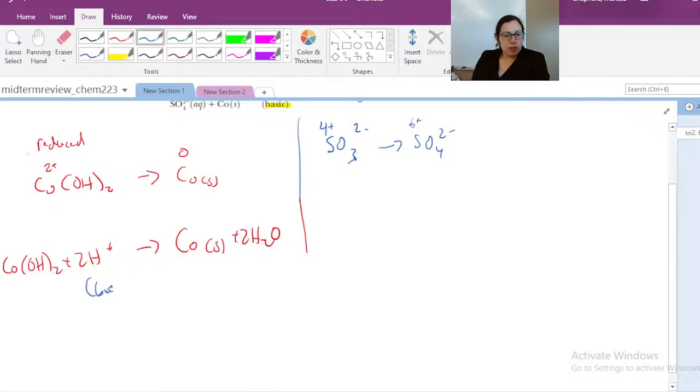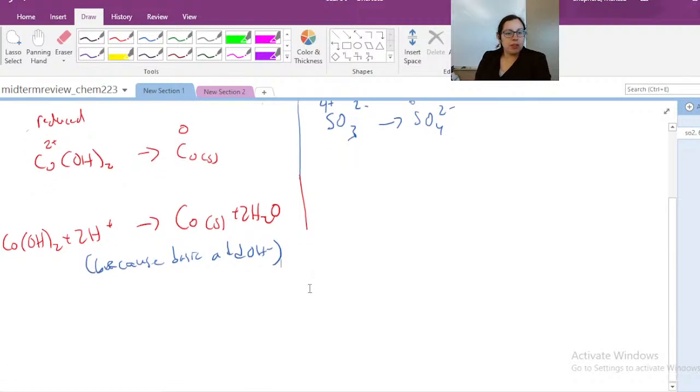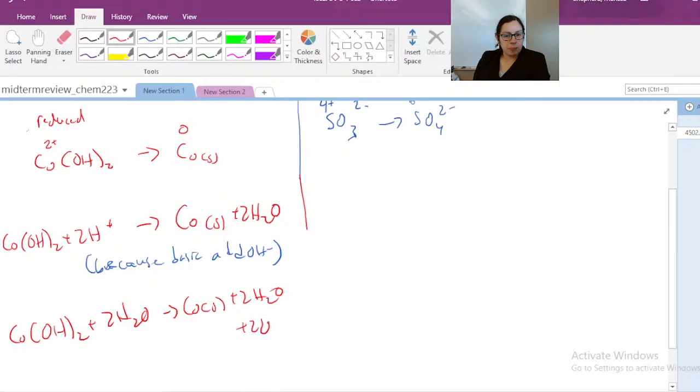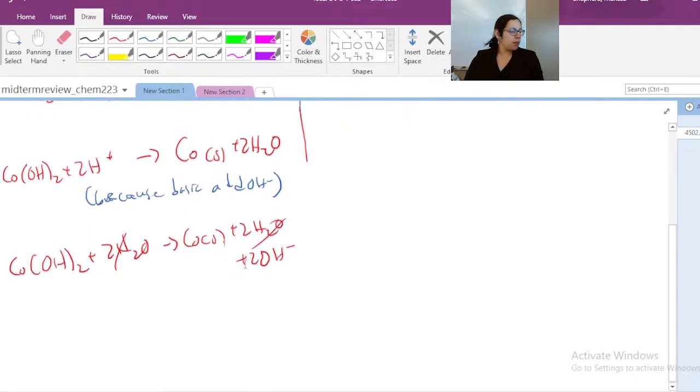And so we'll say because basic, add OH. So now we add hydroxide to both sides to neutralize it. And now those waters can cancel. So leaving us with our half reaction here.